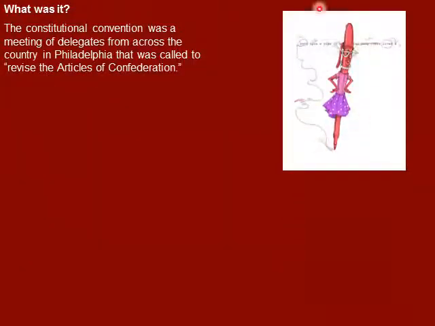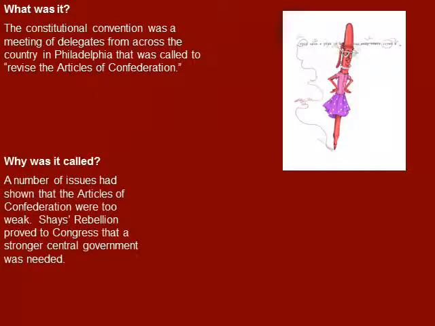So what was it? It was a meeting of delegates from across the country, from different states, the purpose of which was to revise the Articles of Confederation. So here's your revision pen. And why was it called?